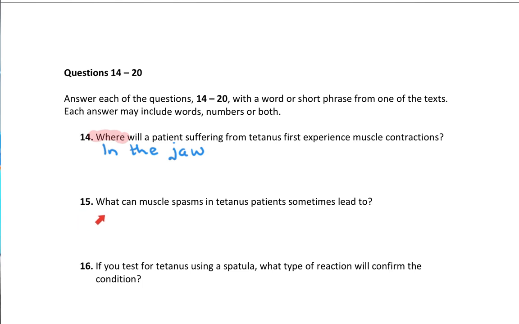Question number 15. What can muscle spasms in tetanus patients sometimes lead to? Let's understand the question carefully. We are looking for the end result of muscle spasms or complications, okay? So sometimes lead to the outcome of muscle spasms. So that should be in the form of complications. All right. Because of tetanus, we go to text A again and look for muscle spasms, what it can cause, or the complications or the outcome of muscle spasms.